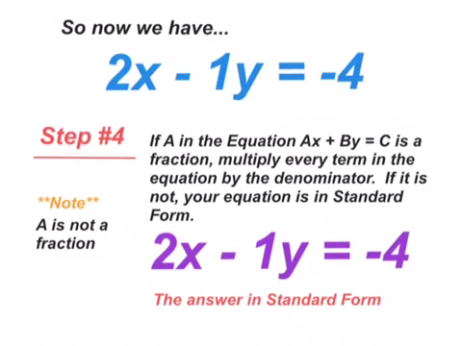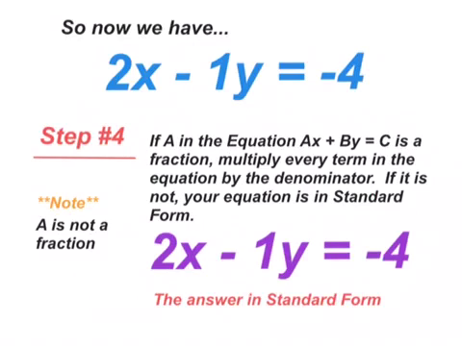Step number 4. This is the other possibility. If a in the equation is a fraction. Now notice, 2 is not a fraction. So we skip this step and we are done. Our answer here in standard form is 2x minus 1y is equal to negative 4. If it were a fraction, what you do is multiply every term in the problem by the denominator.